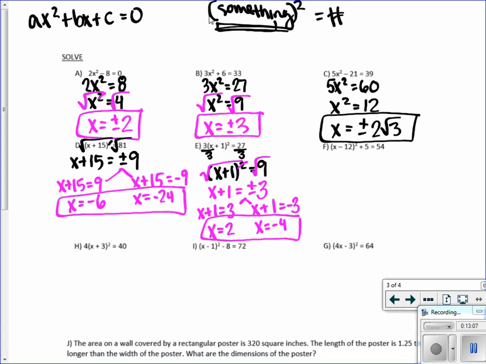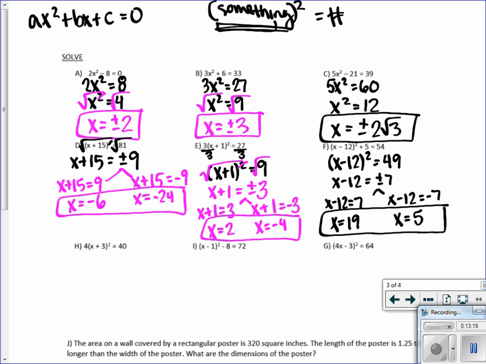Okay. What about if we go to F? 49. Before we solve it, we would have to subtract 5 first. So x minus 12 squared equals 49. Finish it up. I want you to finish. So we're going to go to G.